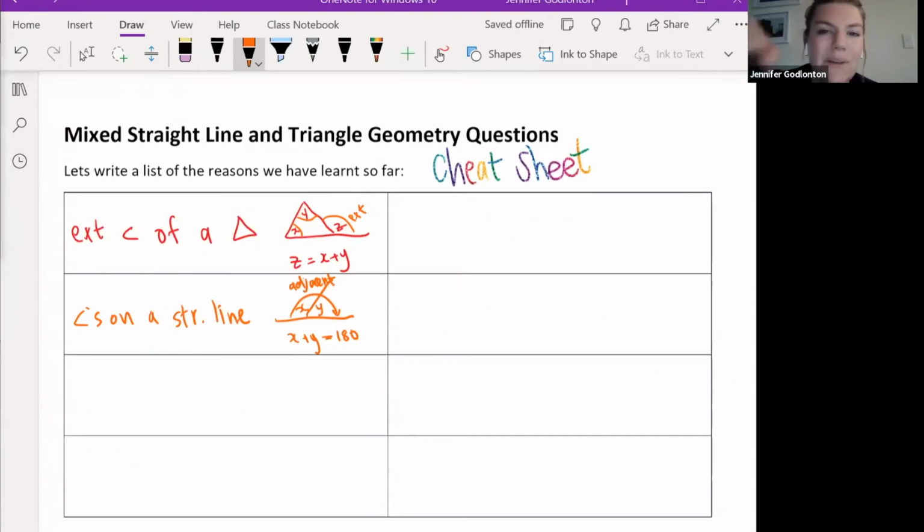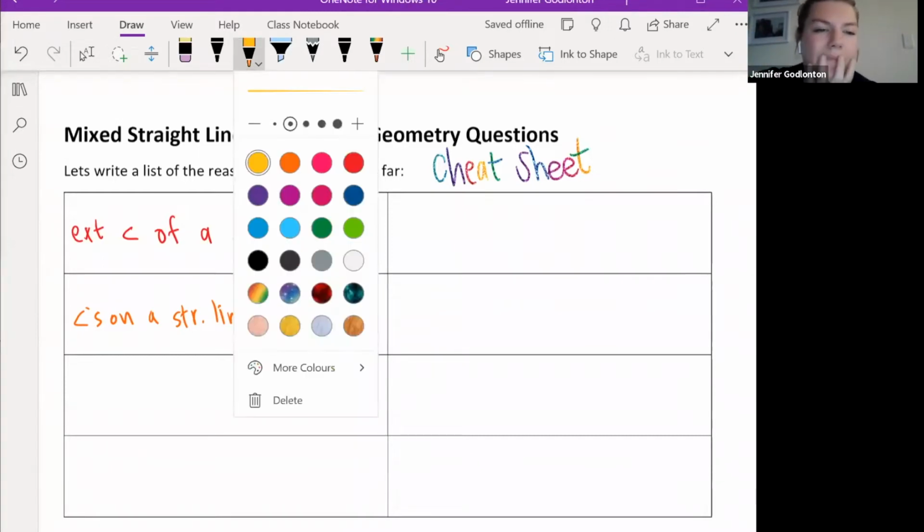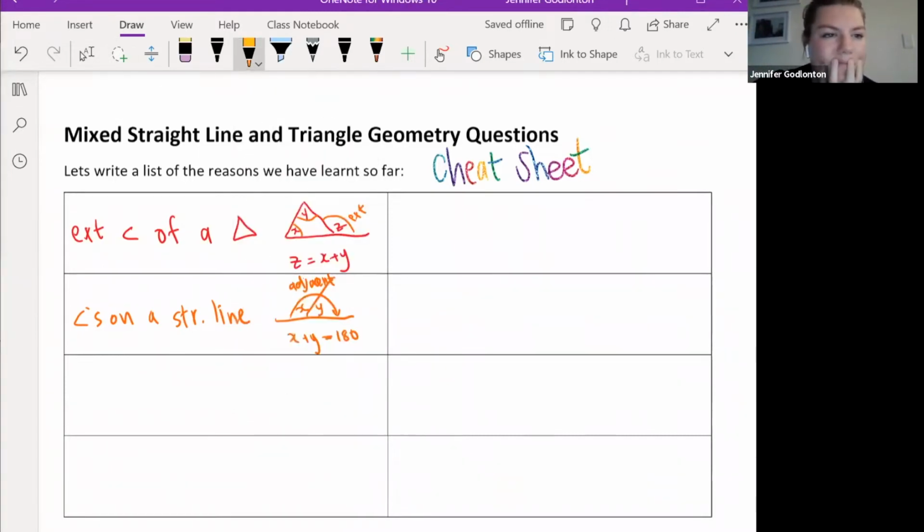Rule number 3. Sum of angles in a triangle. Beautiful. And how does that work? All the numbers in the triangle have to be equal to 180 degrees. Good. X plus Y plus Z has to equal 180. Good. 100%. Nice.